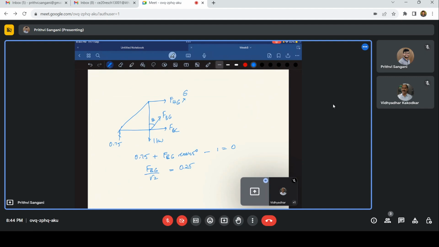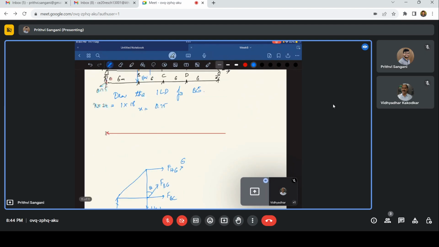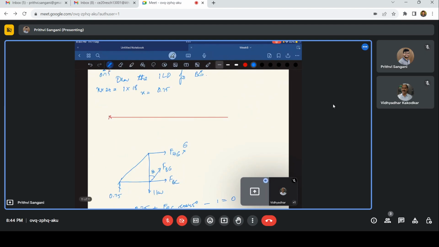How much is FBG? Sorry, it's not 0.5, sorry, 0.25. 0.25 times square root of 2 is 0.353. Okay. So when the point load is at B, again, what is it?